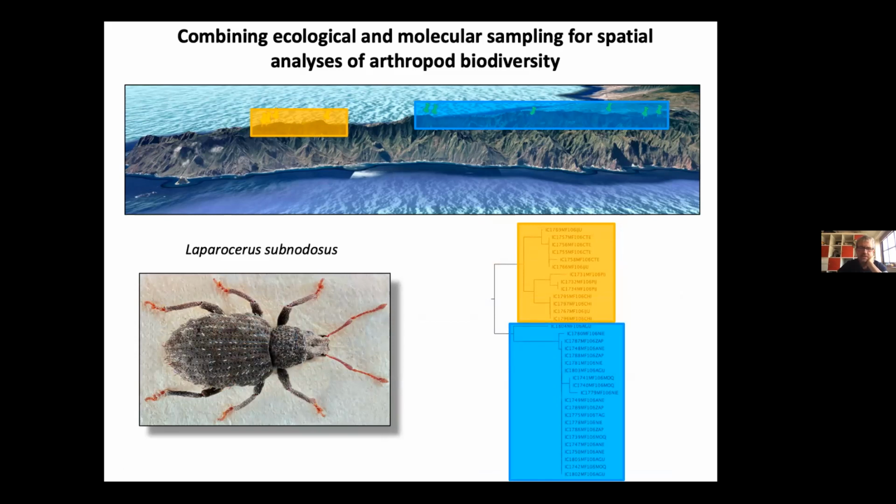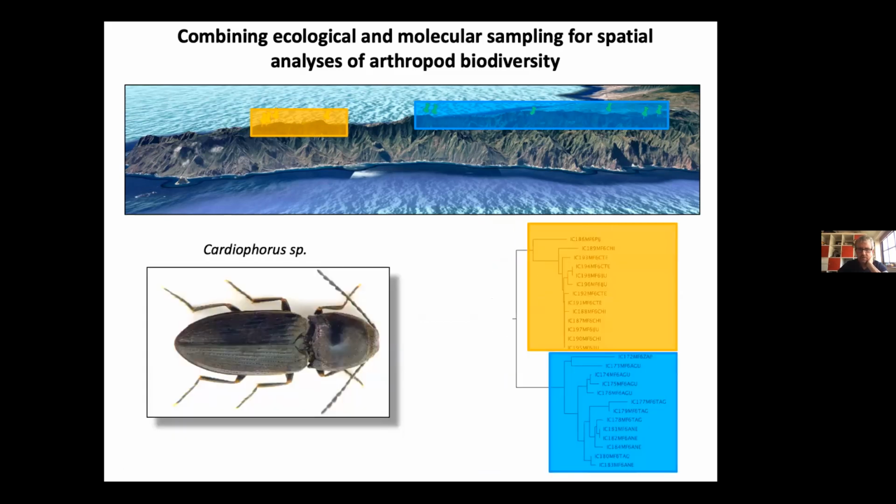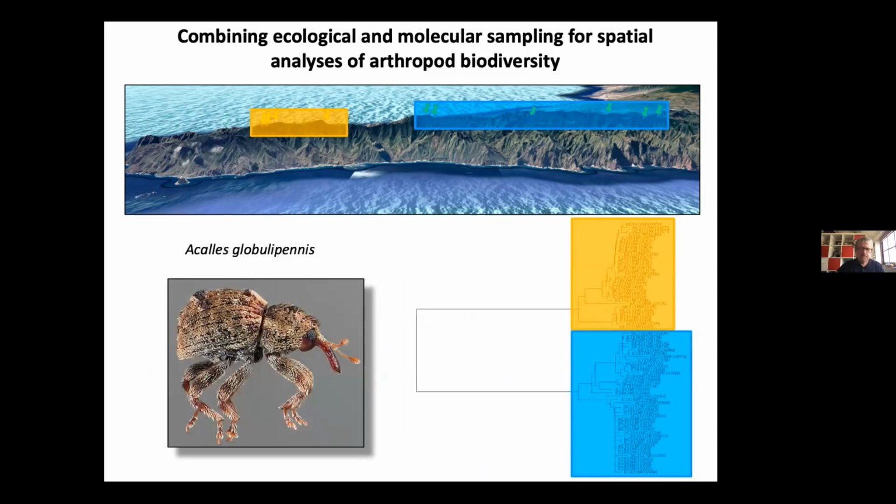So here we see it again in this species of weevil, Laparoceras subnudosus, and this yet to be described species of Cardiophorus, again two clades, clearly structured into those two regions. And here, another weevil found in the forest canopy, Acales globulipenis. Now, it might not be surprising that all of these species are flightless, so we know that they have dispersal limitations, but the differences we're seeing that describe these two regions are not just simple isolation by distance, as we can see by these long branches. And in fact, some species offer even more insights.